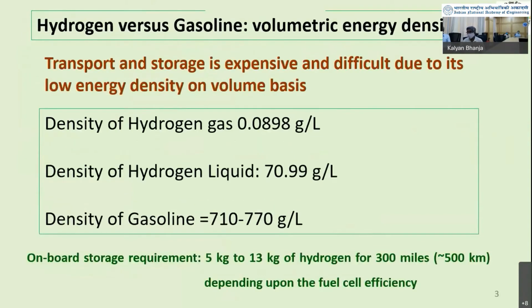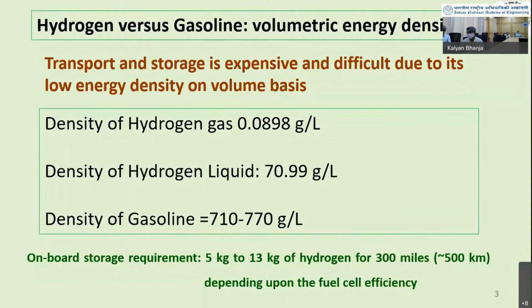For comparison, why hydrogen storage is important, we have to compare the volumetric energy density, as mentioned by Professor Ghosh. The volumetric density of hydrogen gas is very, very low, around 0.089 gram per liter. The density of liquid hydrogen is better, but liquefying hydrogen gas takes a lot of time and a lot of energy; it is an energy intensive process, and a lot of money is involved. But the density of gasoline is quite high, depending upon compressibility, etc. We can range the value from 710 to 770 gram per liter.